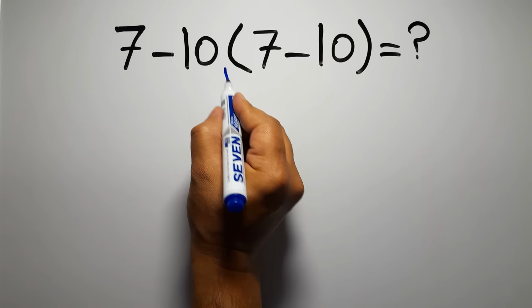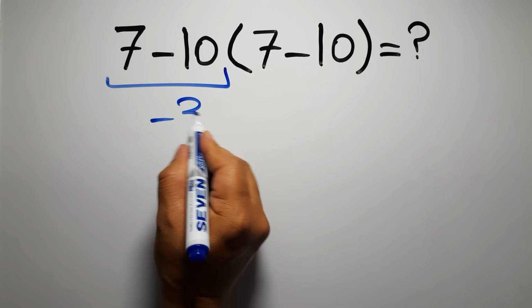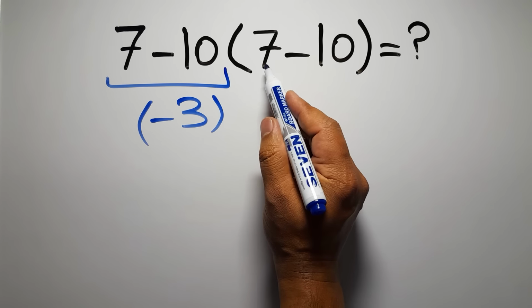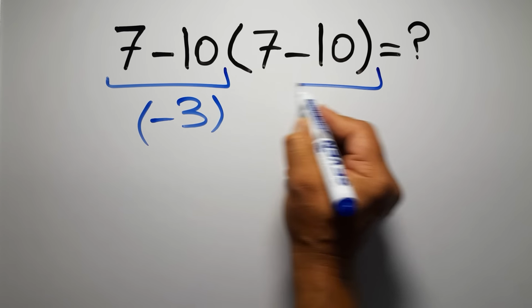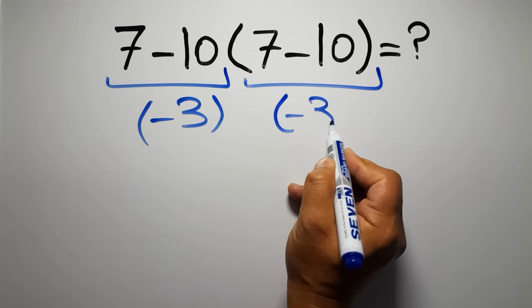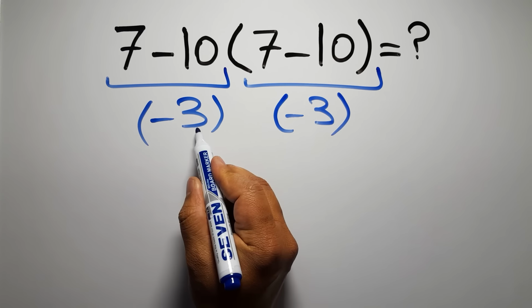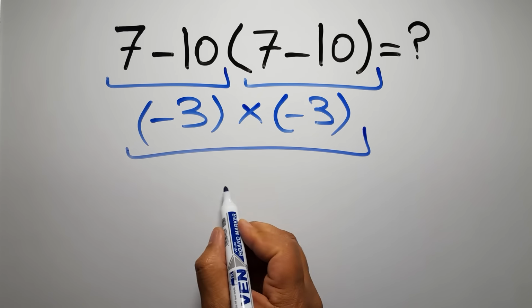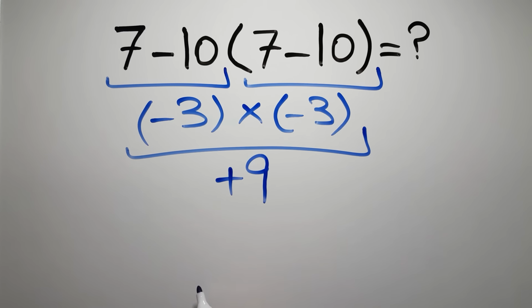7 minus 10 gives us negative 3. And again here inside this parenthesis we have 7 minus 10. So negative 3 times negative 3 gives us positive 9. But this answer is not correct.